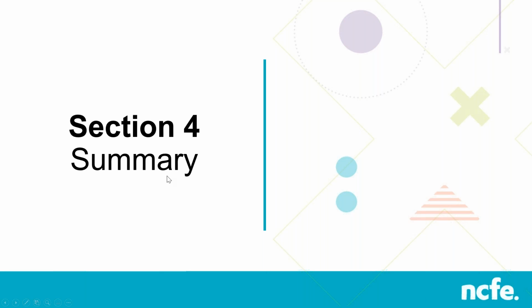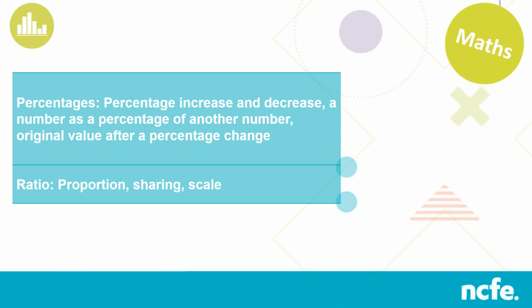So to summarize, we've covered percentage changes, finding the percentage of a number compared to another number and finding the original value after a percentage change. And then we've looked at ratio as a proportion in terms of sharing amounts, and finally looking at scale.